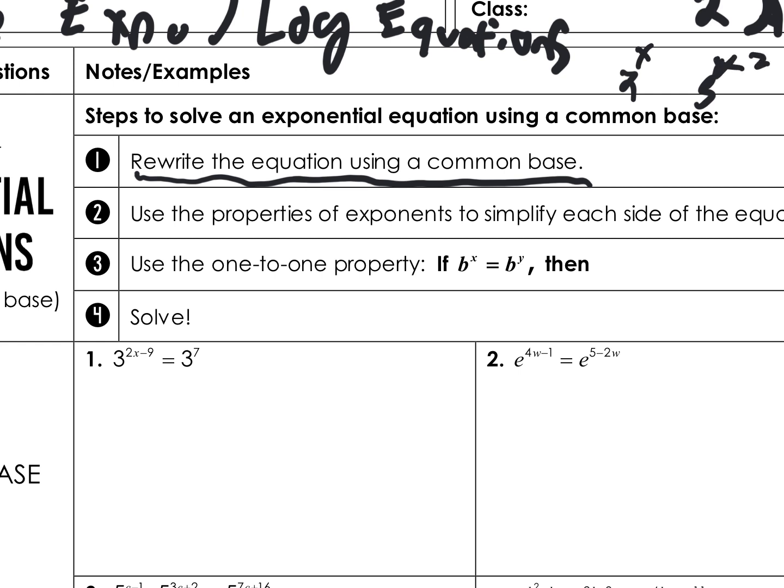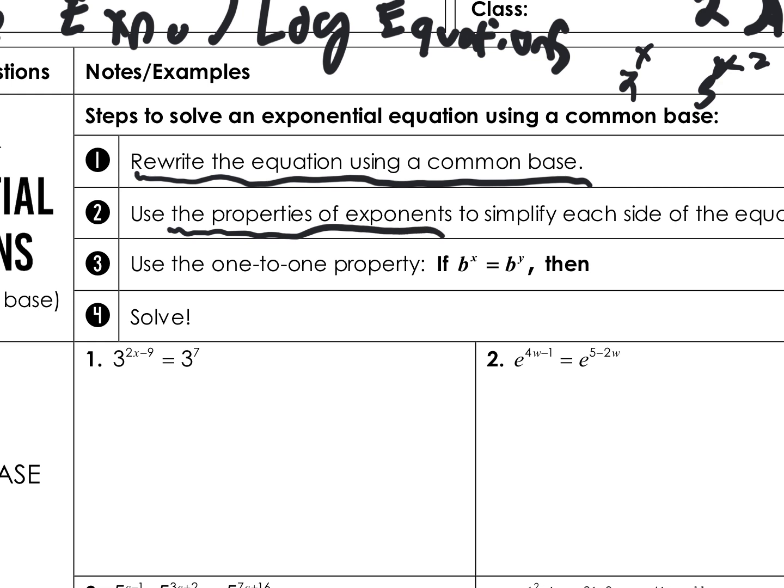Those bases aren't the same. So somehow we would want to find a common base that they can be. Now, maybe this one's kind of impossible to do without doing the change of base formula. That's a whole other kind of problem. Use your previous knowledge of the properties of exponents.